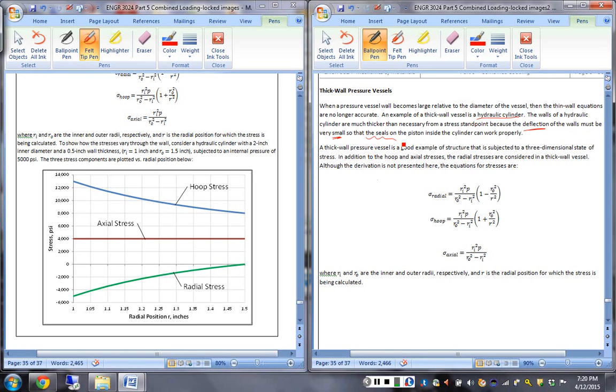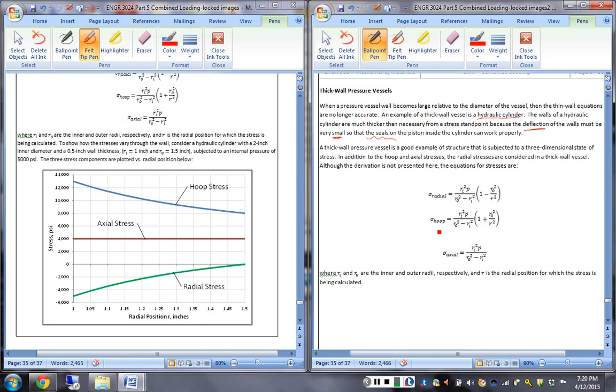So this is a three-dimensional stress state, as I said, and instead of a sigma x, sigma y, and sigma z, we have a stress in the radial direction, a stress in the hoop direction, and a stress in the axial direction. The new one is this radial direction. We've dealt with hoop and axial with our pressure vessel problem already, and the fact that it varies within the thickness is this new radial stress.